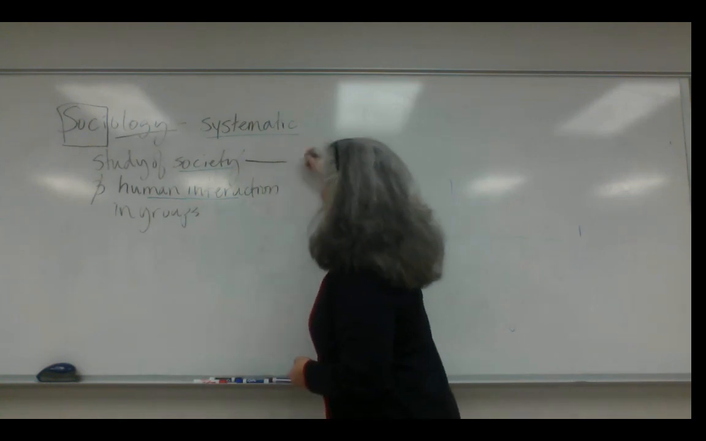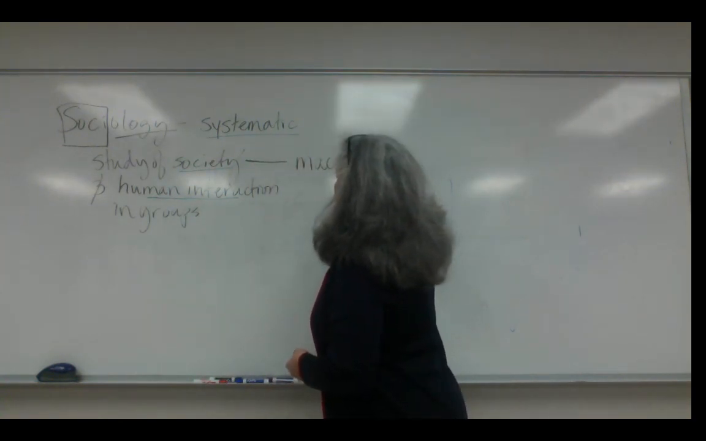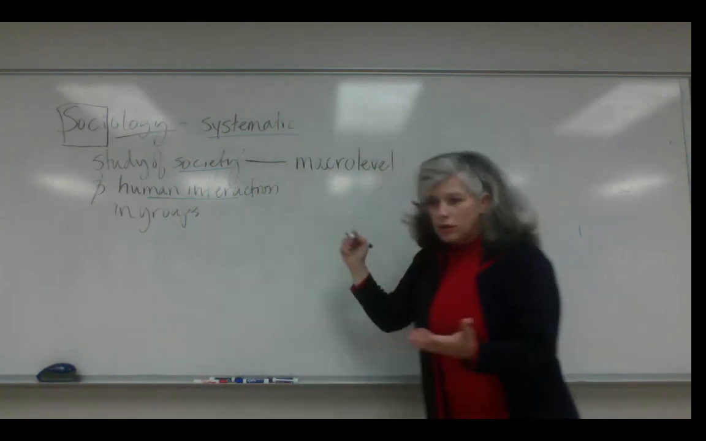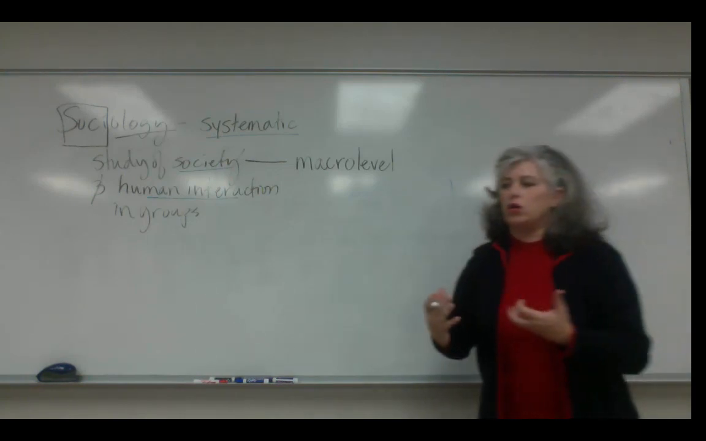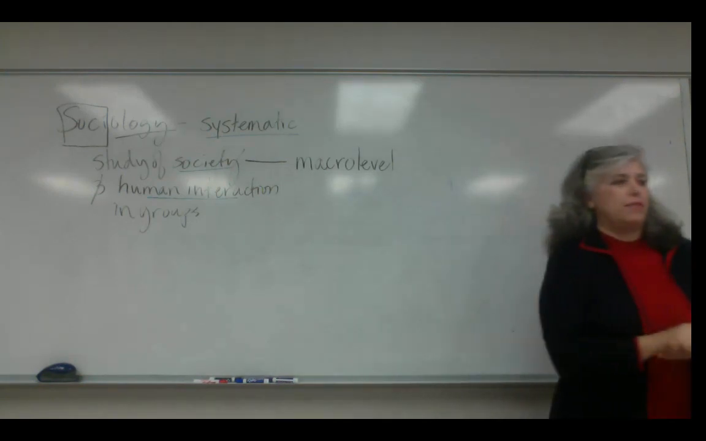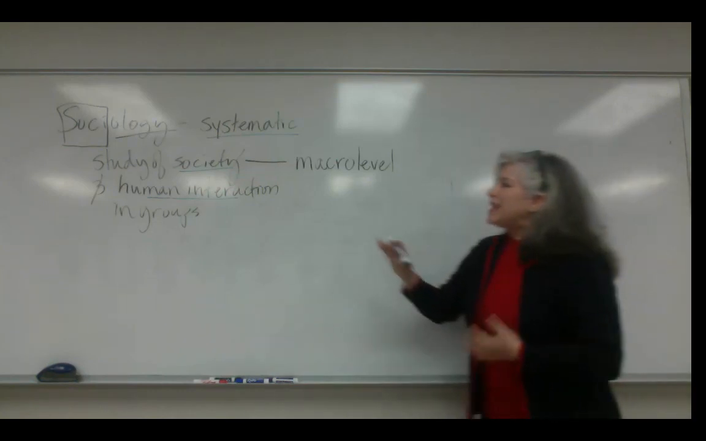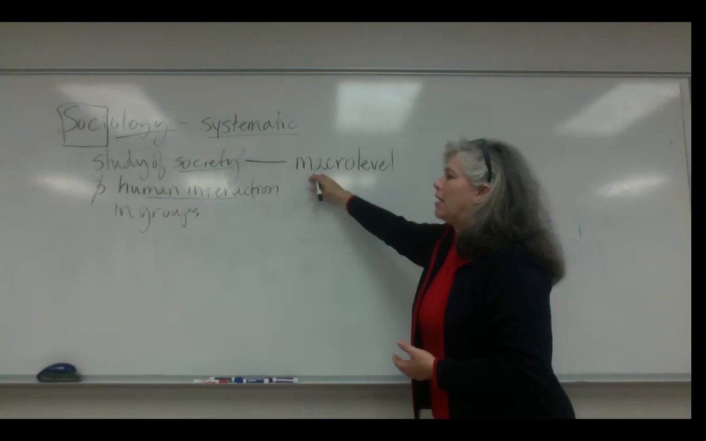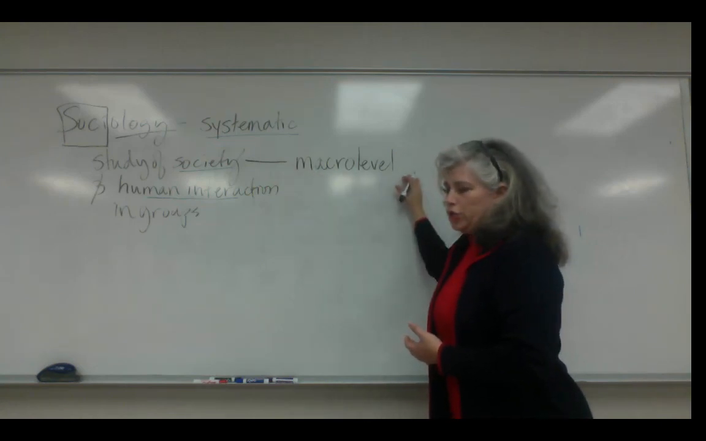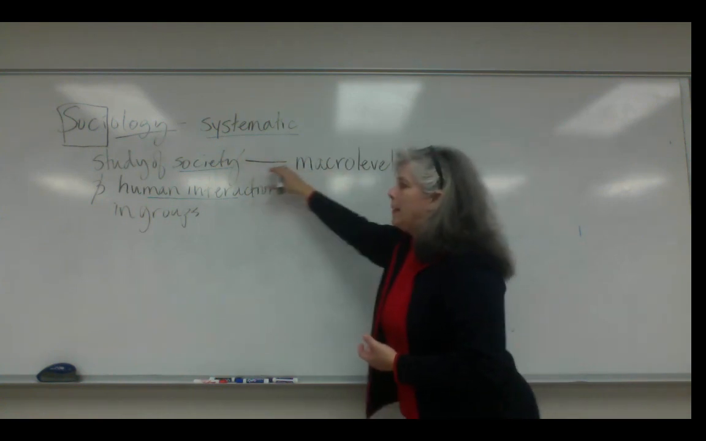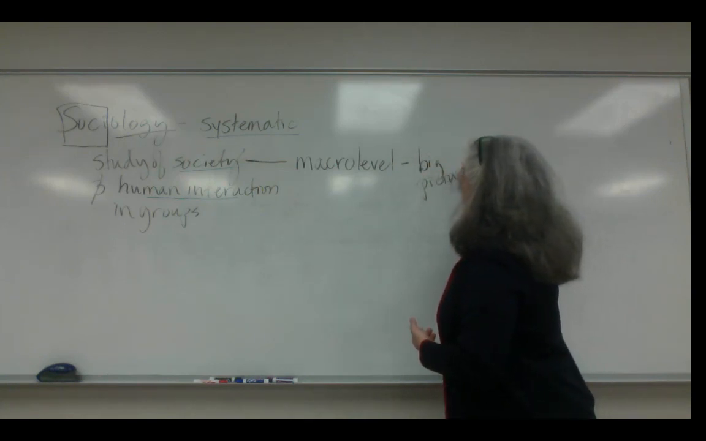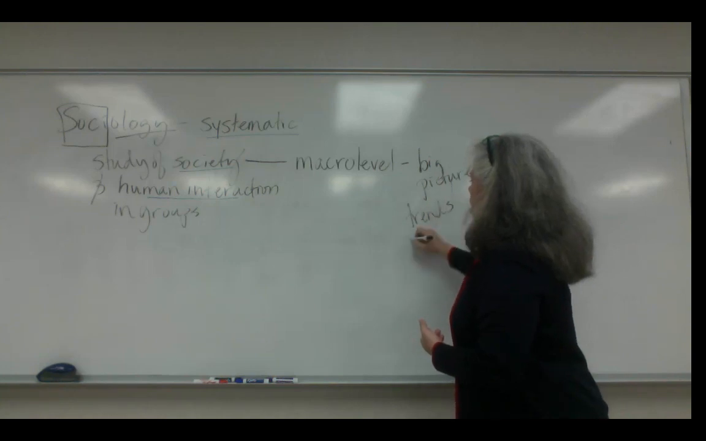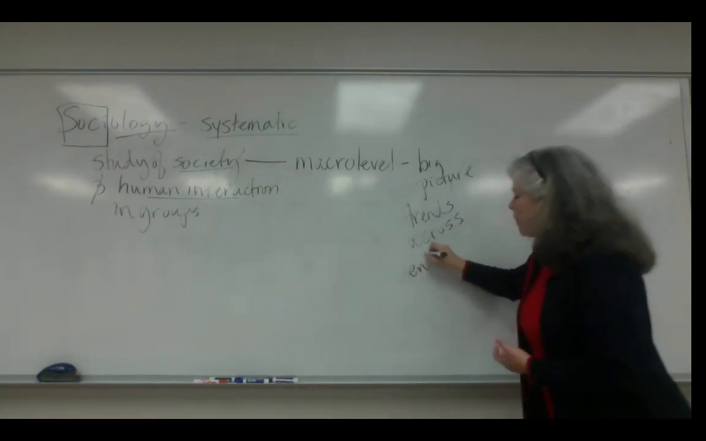Let's talk about society. The society level of sociology is called macro sociology, macro scale, macro level. All of those words can be used interchangeably. They mean the same thing. So society level is macro level, macro scale, macro sociology. Any or all of the above words mean society level. This is the big picture. It's trends across entire populations.